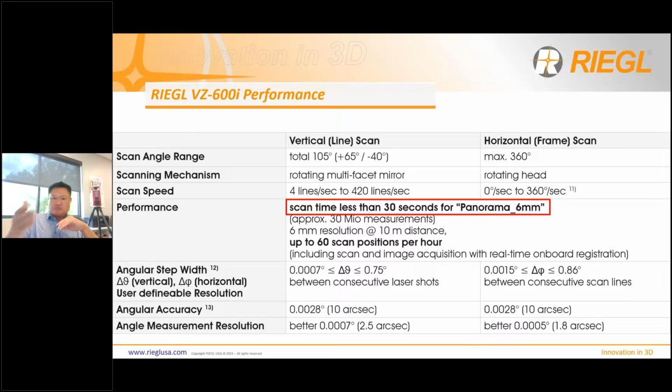So, going off of that, you look at the scan time: less than 30 seconds. In fact, it's 25 seconds for a 6mm resolution point spacing, right? It doesn't stop there. It also acquires images at the same time, simultaneously. So as it's scanning within that 25 seconds, the images and the cameras are also firing as well.